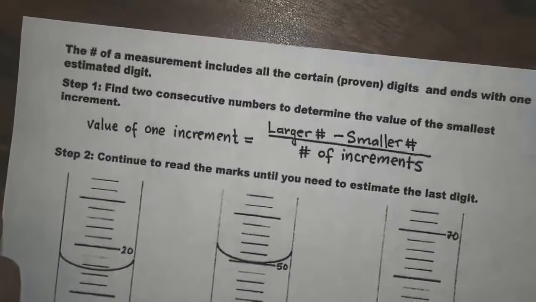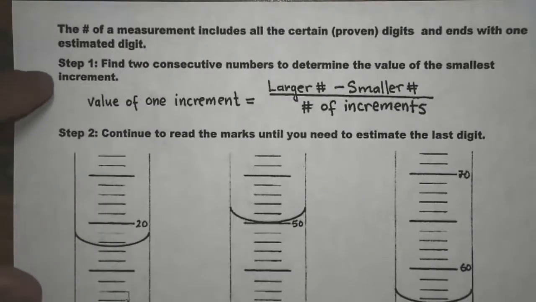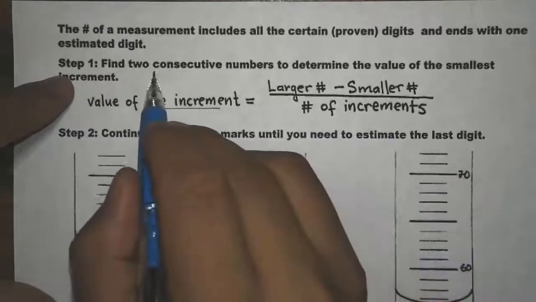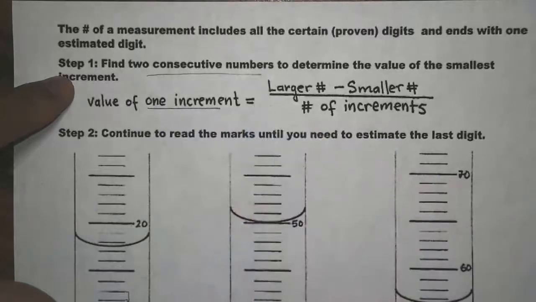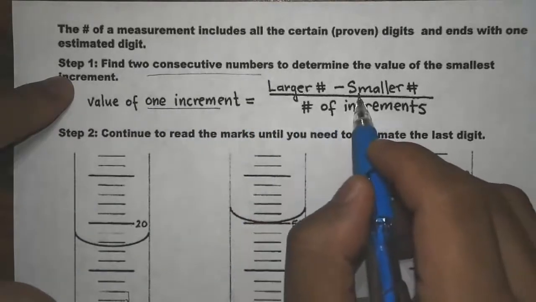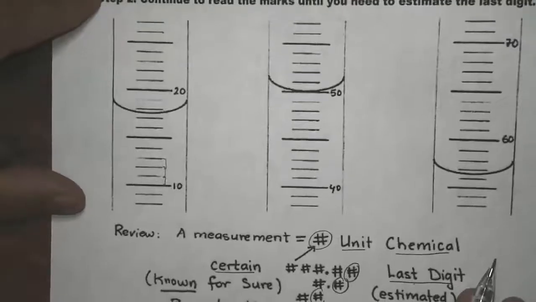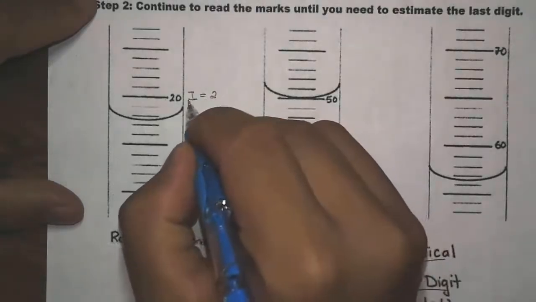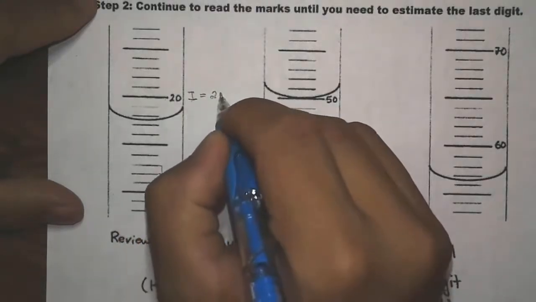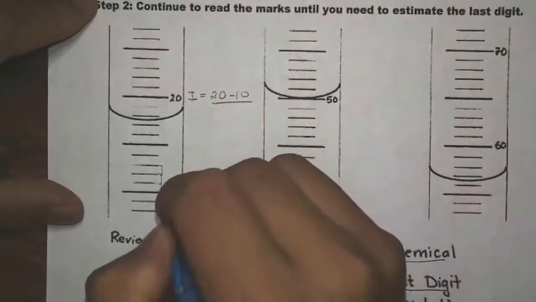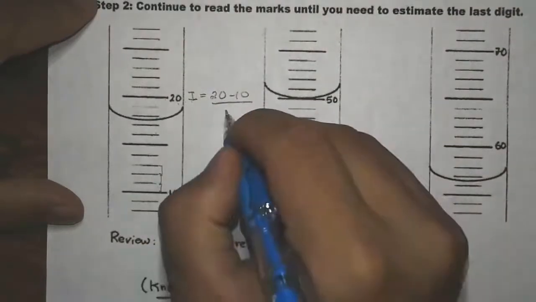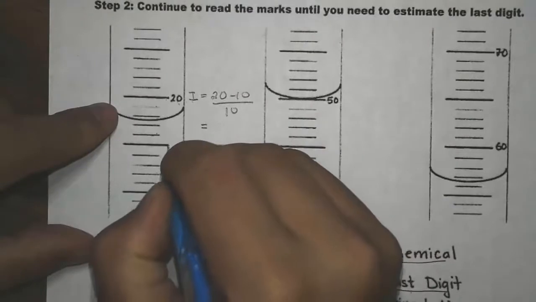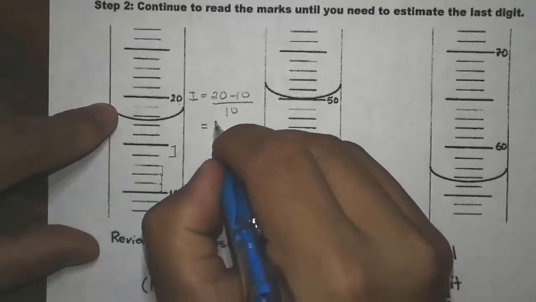Let's go back and look at the equation. Here is the equation to determine the value of one increment, specifically the smallest one. We look for two consecutive numbers, and then we take the larger number minus the smaller one, divided by the number of increments. In this example, we have two consecutive numbers, 10 and 20. So the value of one increment is equal to 20 minus 10, and we know from 10 to 20 there are 10 increments, so that is being divided by 10. That gives us the value of one increment, which is equal to 1.